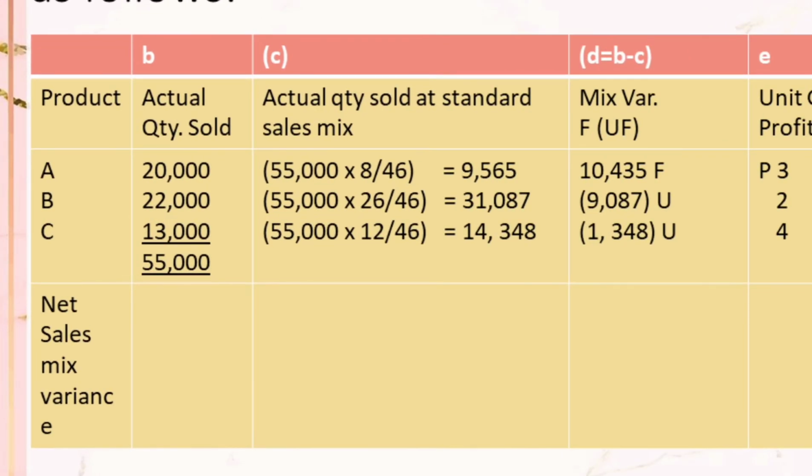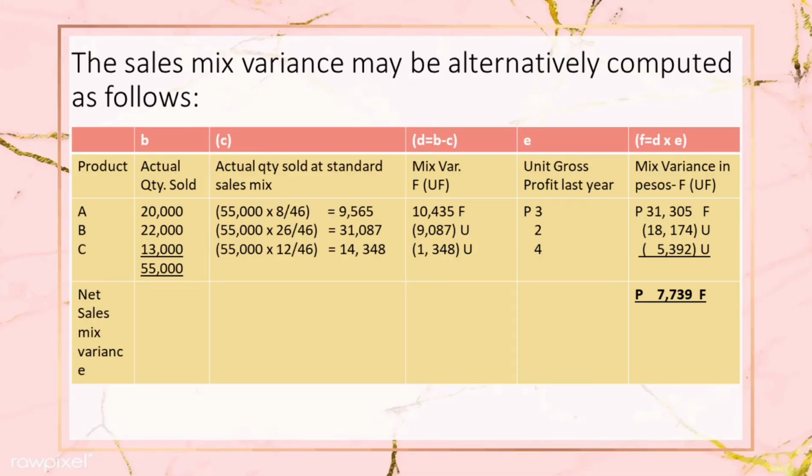So in product A, the actual quantity sold is 20,000 minus 9,565. That gives a positive result of 10,435. So the mix variance is favorable. In product B, the actual quantity sold is 22,000 minus 31,087, which gives a negative result of 9,087. So the mix variance is unfavorable. In product C, 13,000 minus 14,348, which gives a negative result of 1,348. So the mix variance is unfavorable.